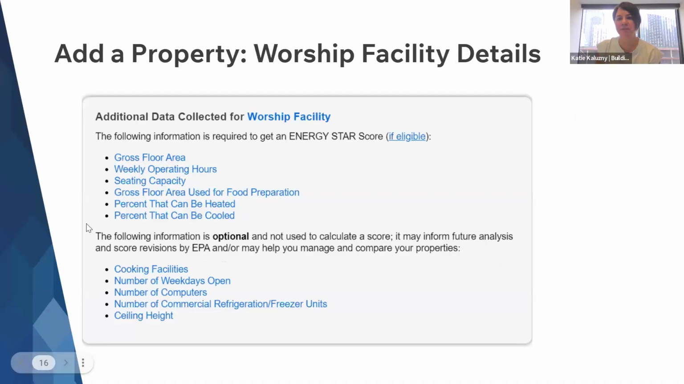Similarly, with a worship facility, a lot of folks have some similar questions to the office setting, but worship facilities can also be used in a lot of different ways. So it also asks if there are any cooking facilities on site, or any commercial refrigeration or freezer units, as a lot of times in worship facilities there's a community center piece where food might be prepared. If it doesn't have that, you just answer no or put 0 in those fields.